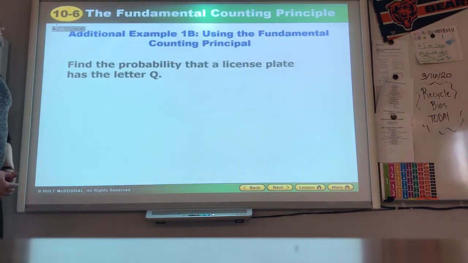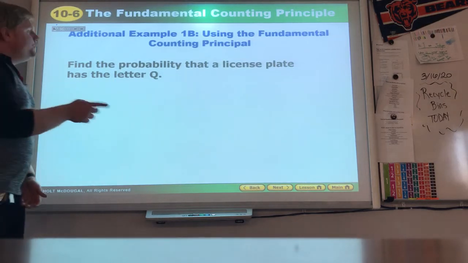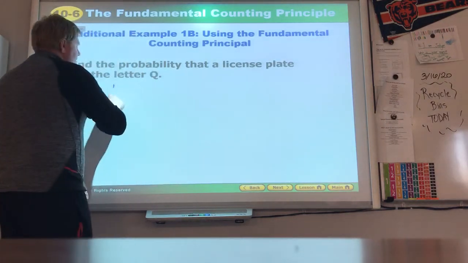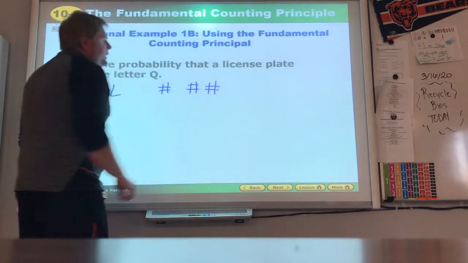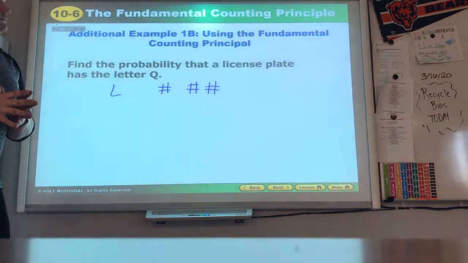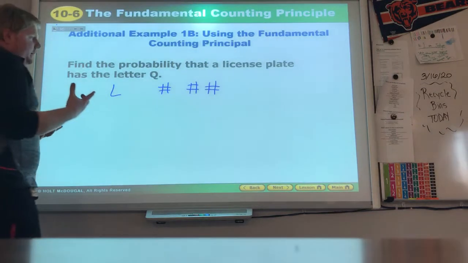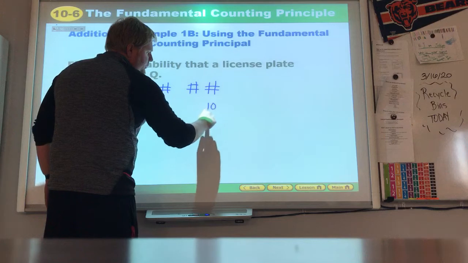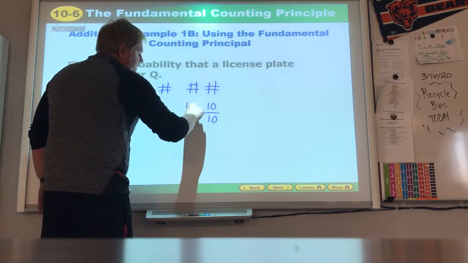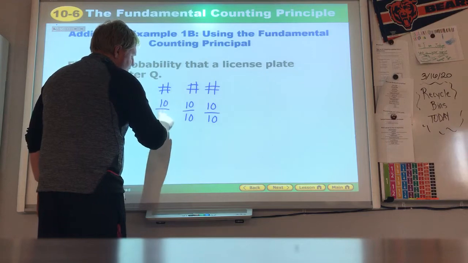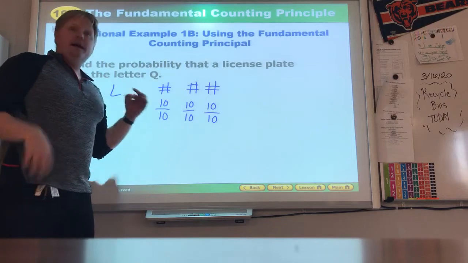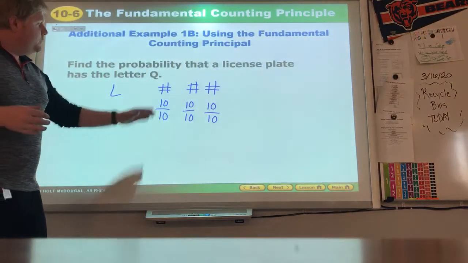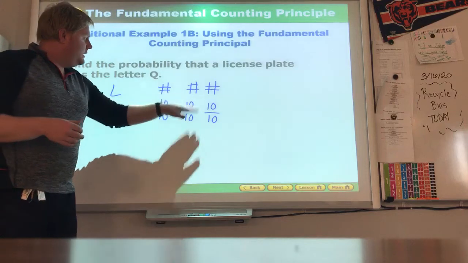Find the probability that a license plate has the letter Q on it. So, the same license plate situation where we have letter, then number, number, number. Does it matter what number we have? Every number is desired and every number is there, because it doesn't matter what number we have, so that's a 10 out of 10. Because if I get a 1, 2, 3, 4, 5, 6, 7, 8, 9, or 0, it's right. It doesn't matter what the numbers are. That's why we can say that 10 of the 10 numbers fit.